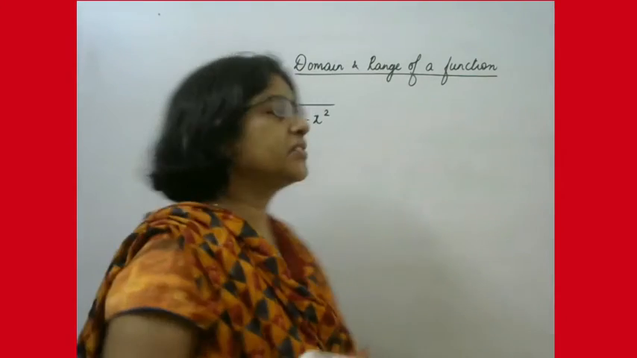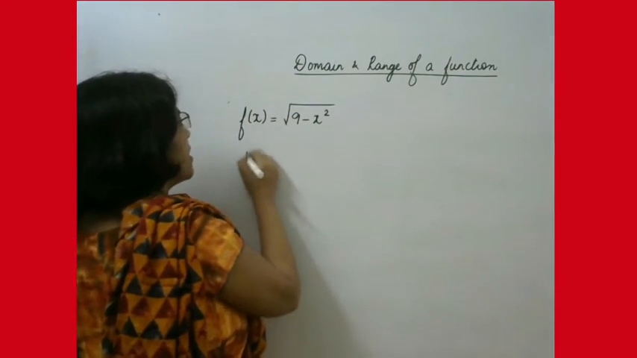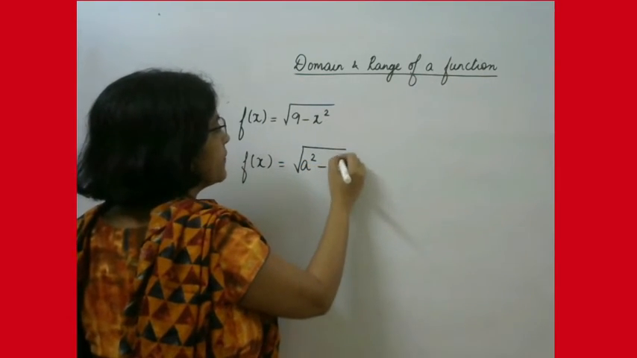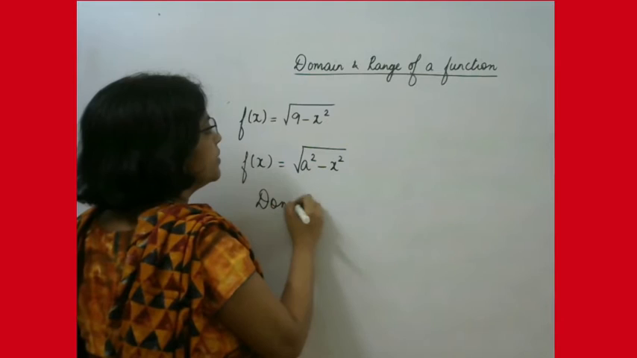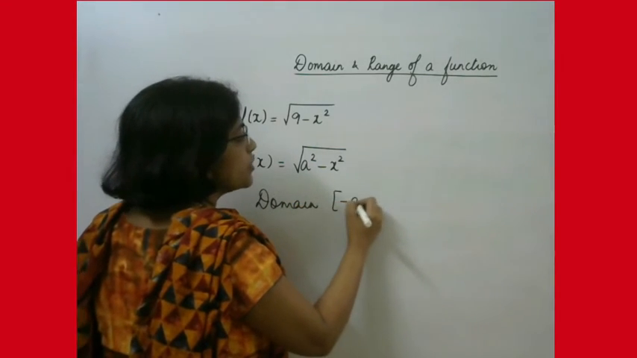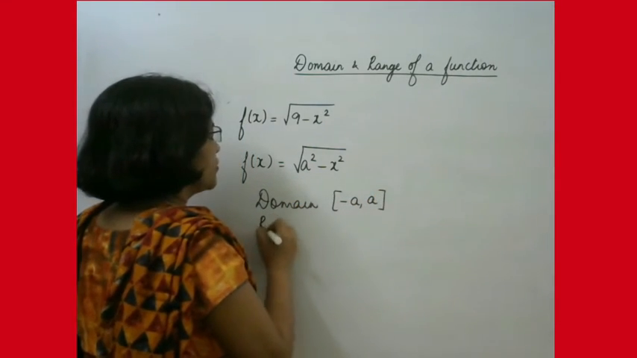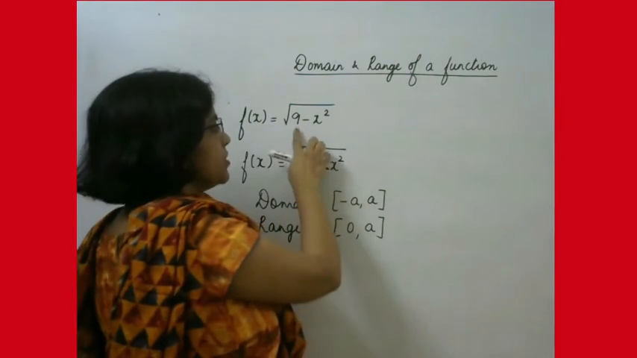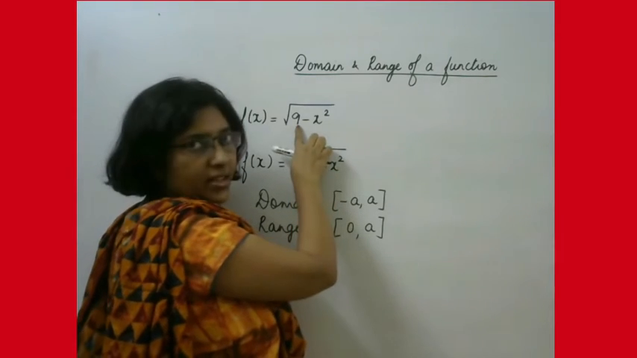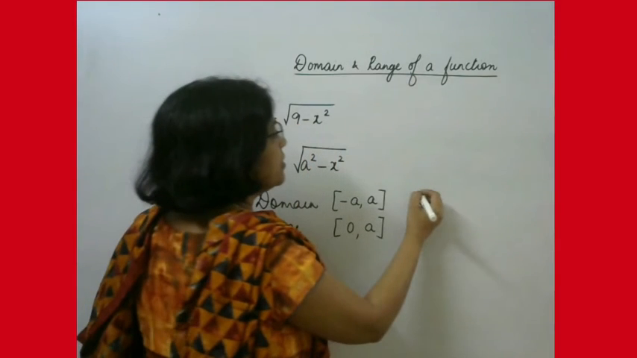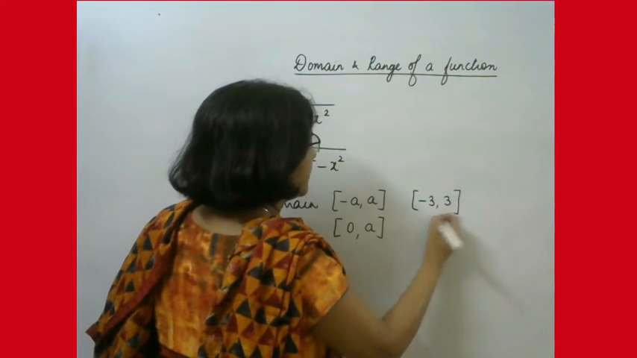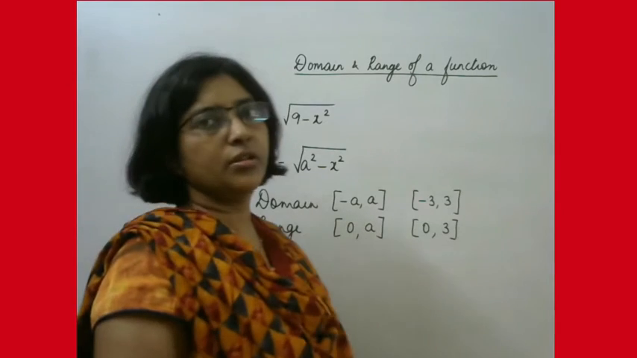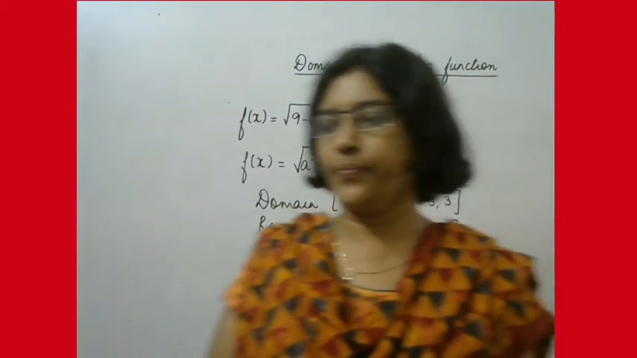So for the shortcut method, we'll consider this as, say, the function is root of a square minus x square. The domain will be minus a to a and the range will be 0 to a. So if you compare this, a square is 9 and so a is 3. The domain is minus 3 to 3 and the range is 0 to 3. So for objective questions, we can use the shortcut method. Now let's go to the next one.